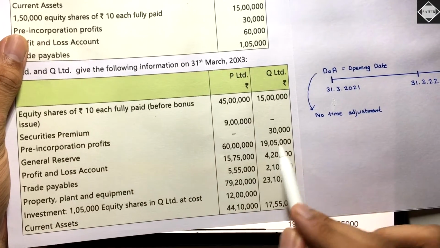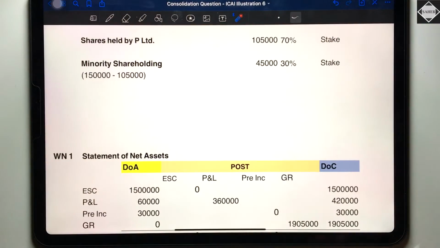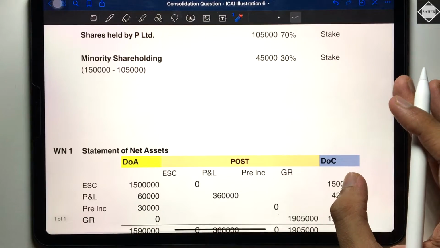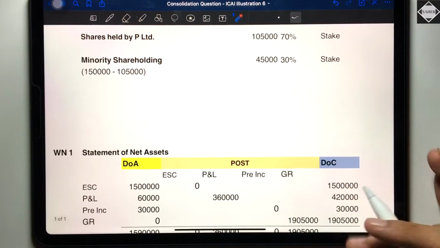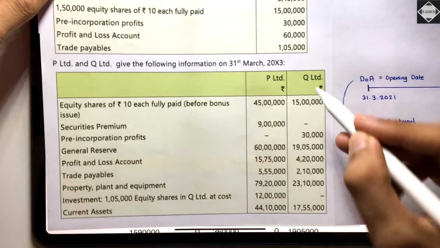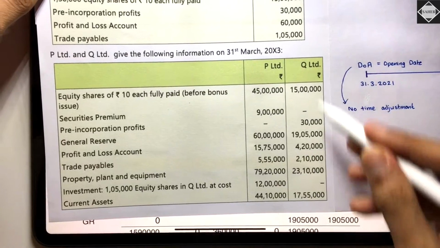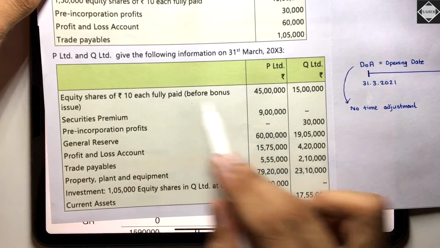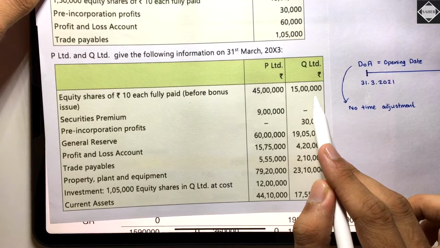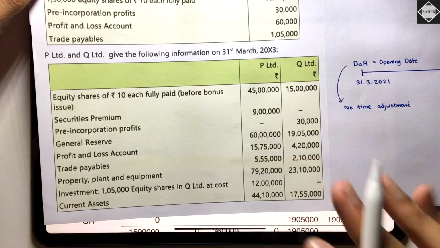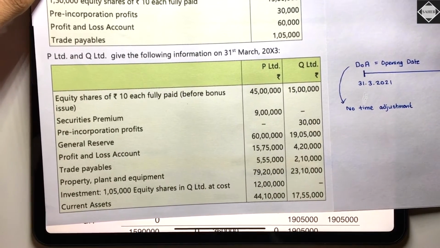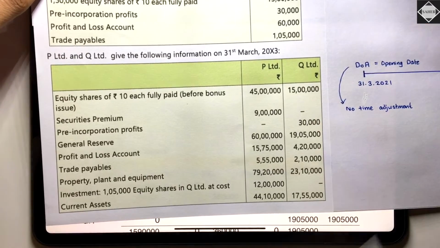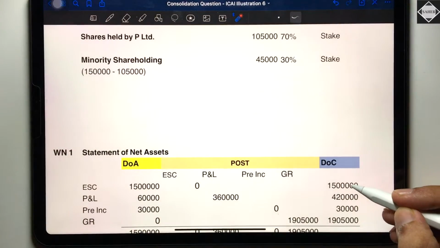See, but it is of the post period. On the date of acquisition, there was no general reserve at all. So GR will be 0. And then you have the date of consolidation. See, here we have 31st March 2023. Date of consolidation information of the subsidiary company, which is capital of 15 lakh only. They have not accounted the bonus. They have not done the adjustment of bonus. Is it clear? They have not recorded it. So that's why you have to take 15 lakh over here.